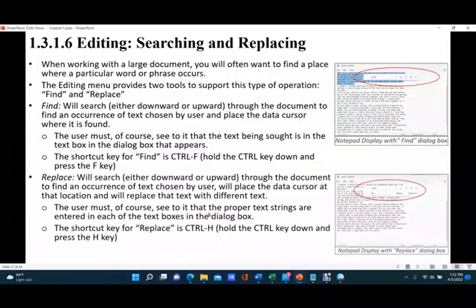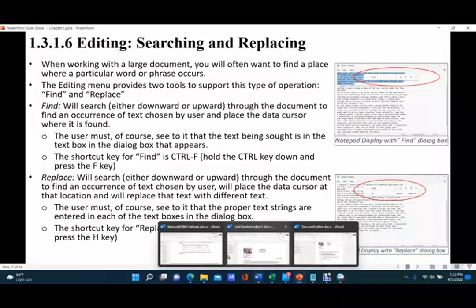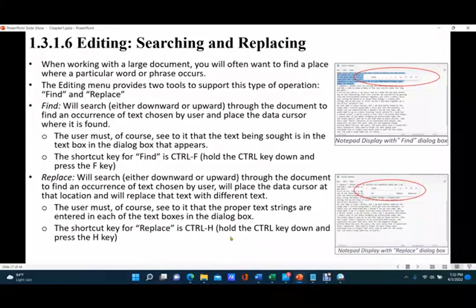Replace searches. Remember, you can choose to search down or up, and finds an occurrence, places the cursor at that location and replaces the old text with the new text. The shortcut key is Control H.